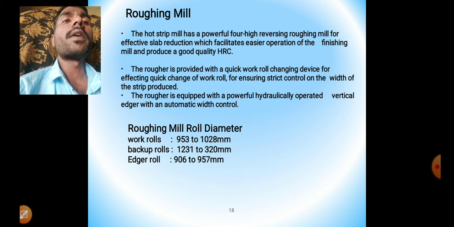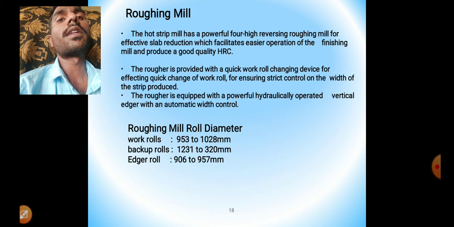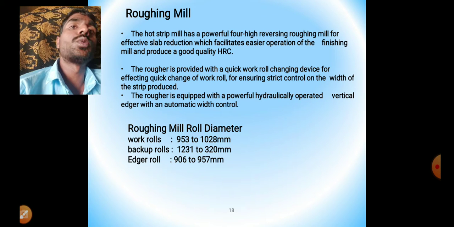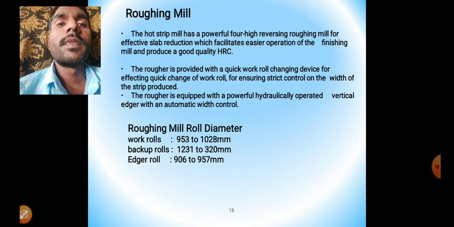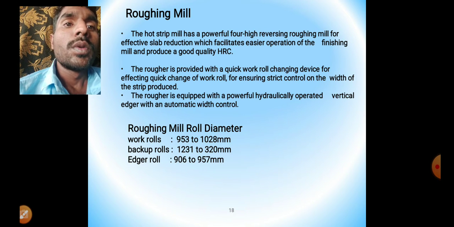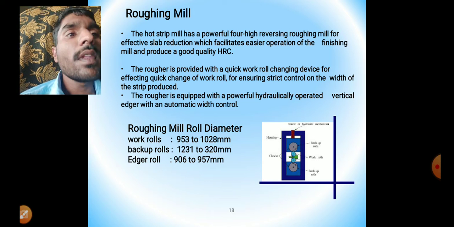The rougher is equipped with powerful hydraulic operating systems with vertical adjustment and automatic width controller. The work roll diameter is 953 to 1028 mm. Backup roll diameter is 1230 to 1320 mm, and the vertical edger roll diameter is 906 to 957 mm. This is the roughing mill.